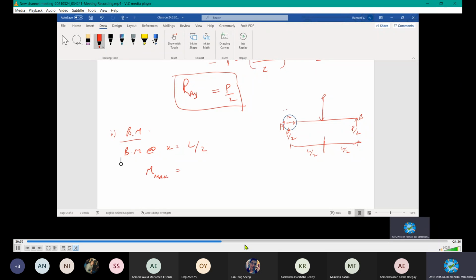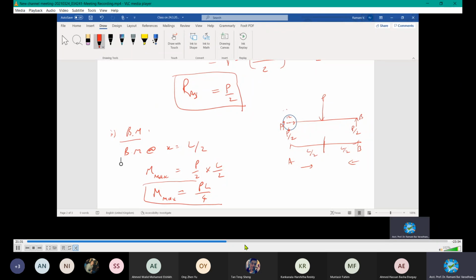At this point, either you can keep the clock here and go from A to B, or B to A. Anywhere is possible. Both answers should be the same because it's equidistant, right? Maximum bending moment will be when you keep the clock here. If you do from A, it will be L by 2 times reaction P by 2. P by 2 times the distance L by 2, and you end up with PL by 4. This is the answer, maximum bending moment.